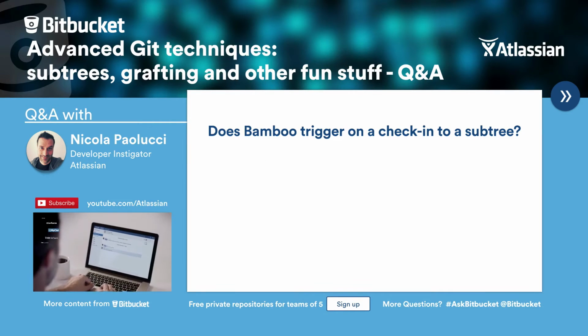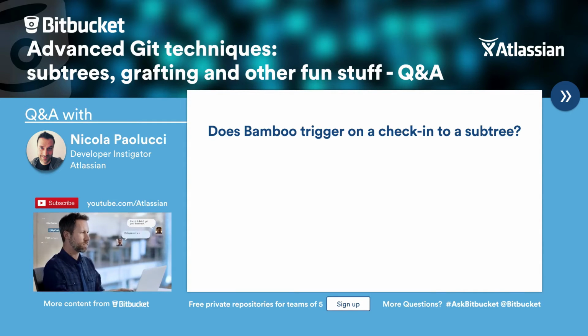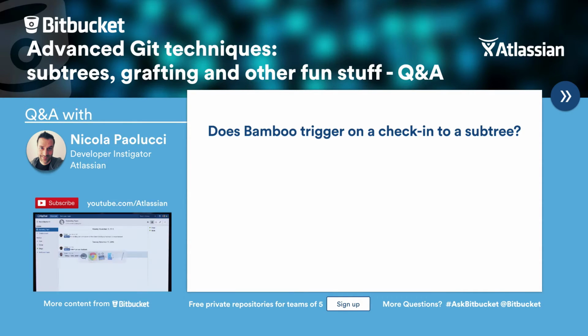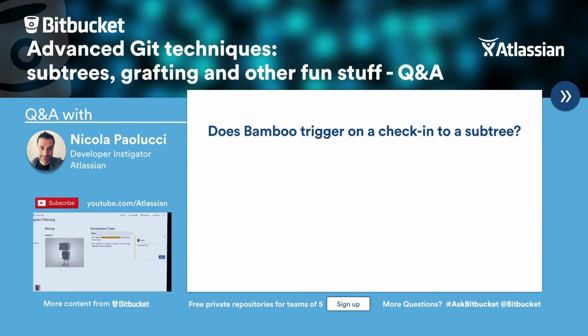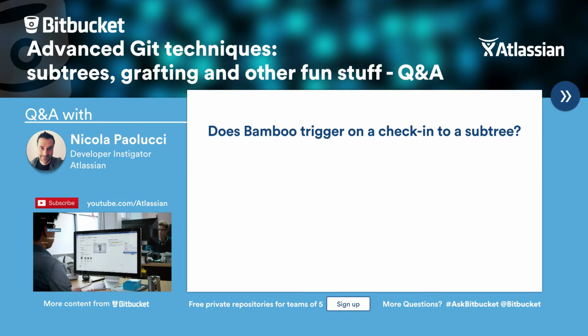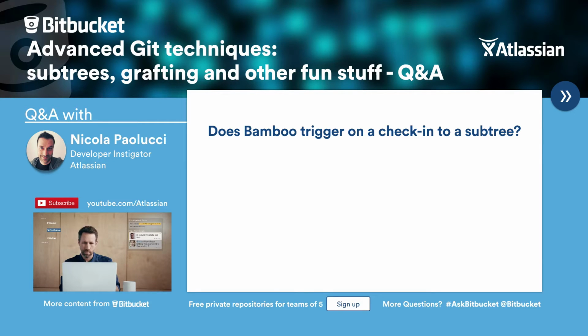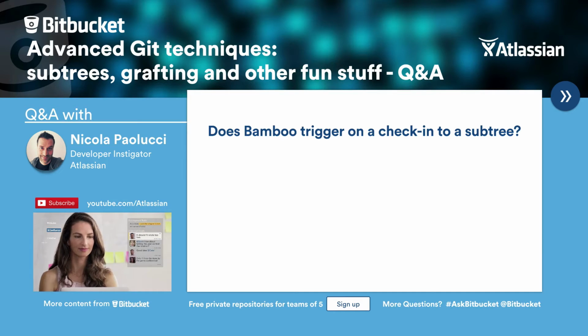Okay, let's go with the next question. Does Bamboo trigger on a check-in into a subtree? If you're using our CI build product, Bamboo, can you use it to kick off a build whenever a subtree is updated? The answer is yes. If you think about my explanation of how subtrees work, a subtree in the parent project is just a simple commit.